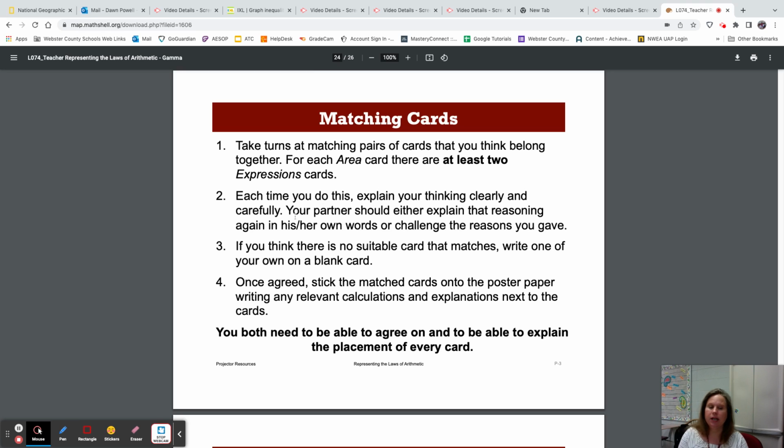So every time you do that, give a reasoning of why you're grouping that expression with the area card. And once everybody's in agreement, you can put them on a poster. Again, these formative assessment lessons, they're really not meant to be done as an individual assignment, but you can. But if you have a partner or 2 partners to work with, that would be great, because it's better when you can come together and talk about the mathematics and you can agree or disagree on your placements on the posters. So once you do that, glue it on the poster, and that's how it'll be graded according to where you put your matches.